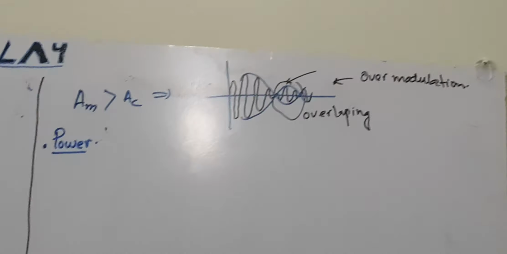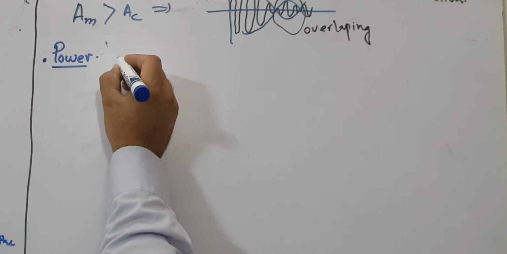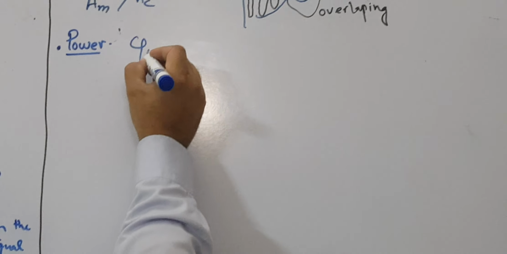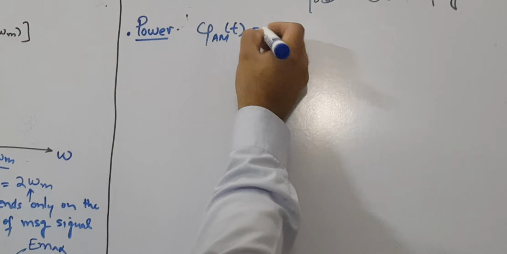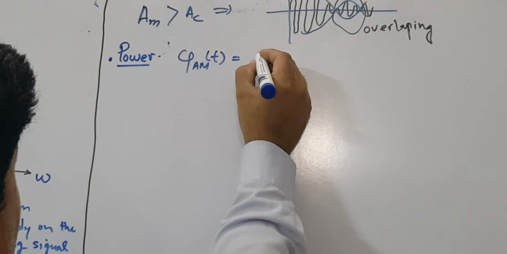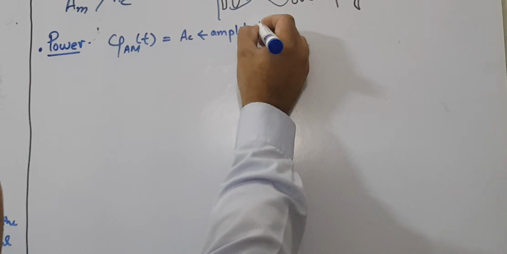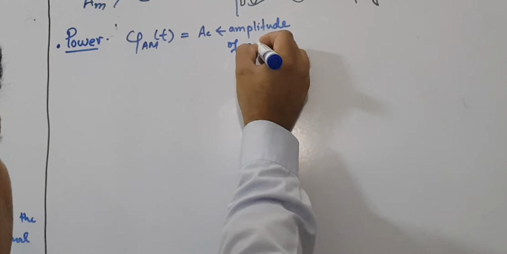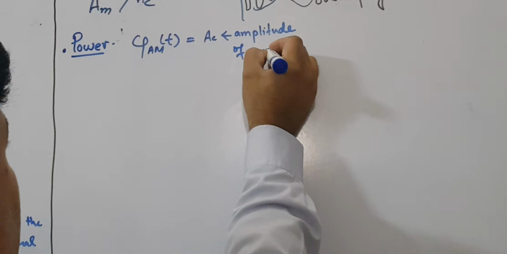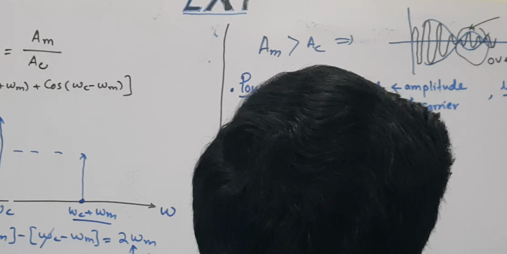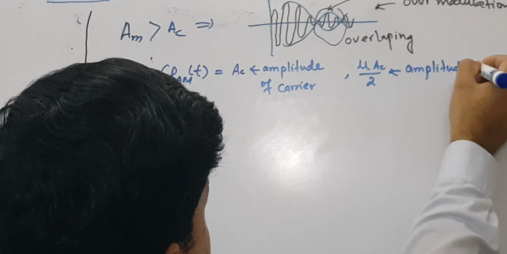So if we want to calculate the power of the carrier, AC is the amplitude of the carrier, and mu AC divided by 2 is the amplitude of the sideband.